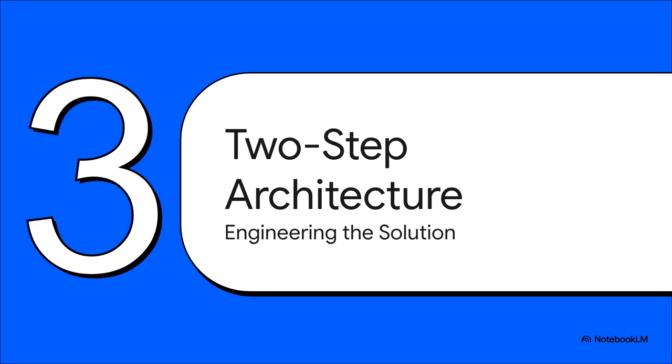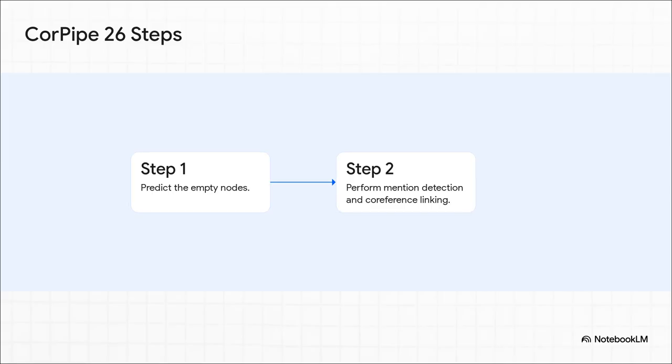Now, what's really interesting about this slide is how we transition into Section 3, the two-step architecture, engineering the solution. Let's look under the hood. You see, instead of trying to do everything all at once, CorPipe 26 strategically breaks this massive cognitive problem down into 2 distinct sequential tasks. Step 1 is simply to predict those invisible empty nodes. Then, once those hidden subjects and pronouns are brought into the light, Step 2 performs mention detection and coreference linking.